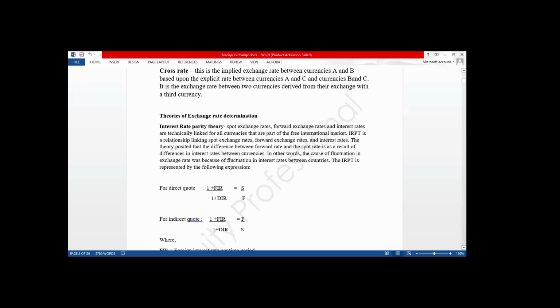If you look at interest rates in Nigeria, the interest rate is like 27%. Now, if you check interest rate in US or in UK, in US it's like 4.